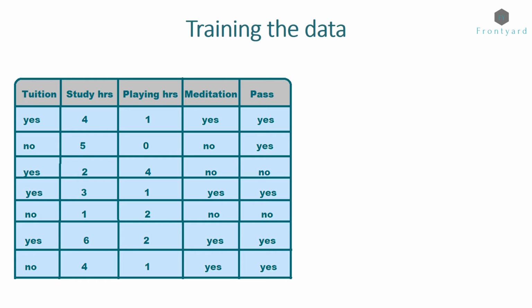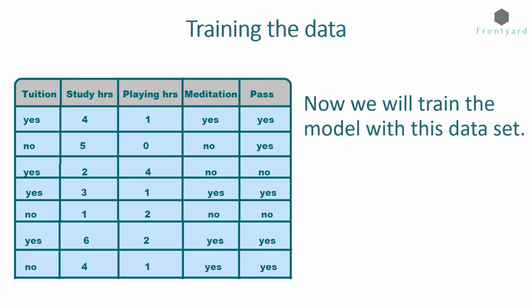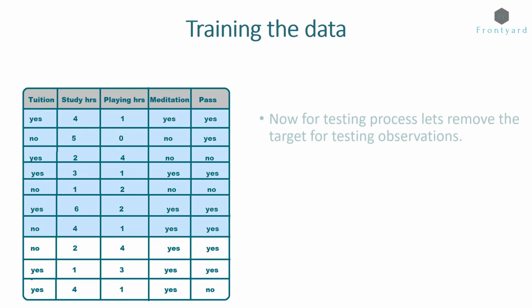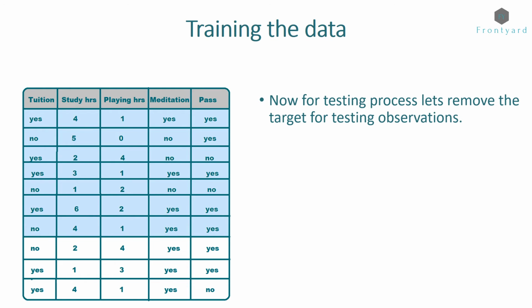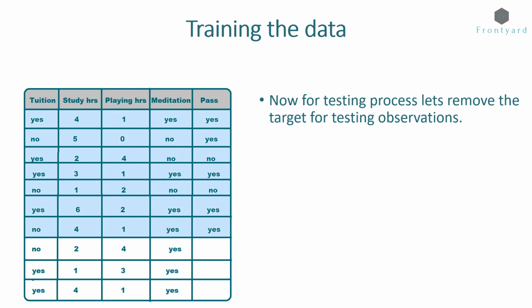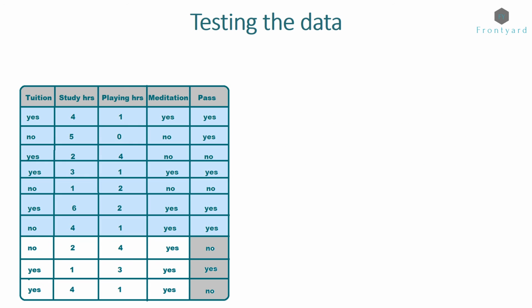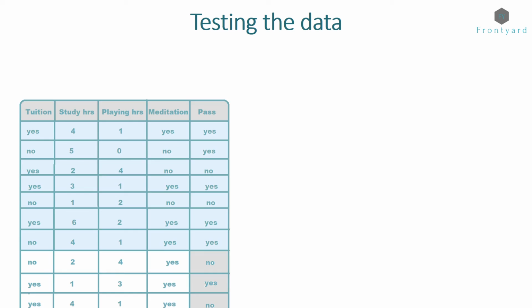Okay, these are the training data. Now we will train the model with this data set. Now for the testing process, let's remove the target for the testing observations. Here we removed the target attribute, that is the pass attribute. The last 3 testing observations will be predicted by our model. Okay, here see the results predicted by our model, that is the last 3 observations.